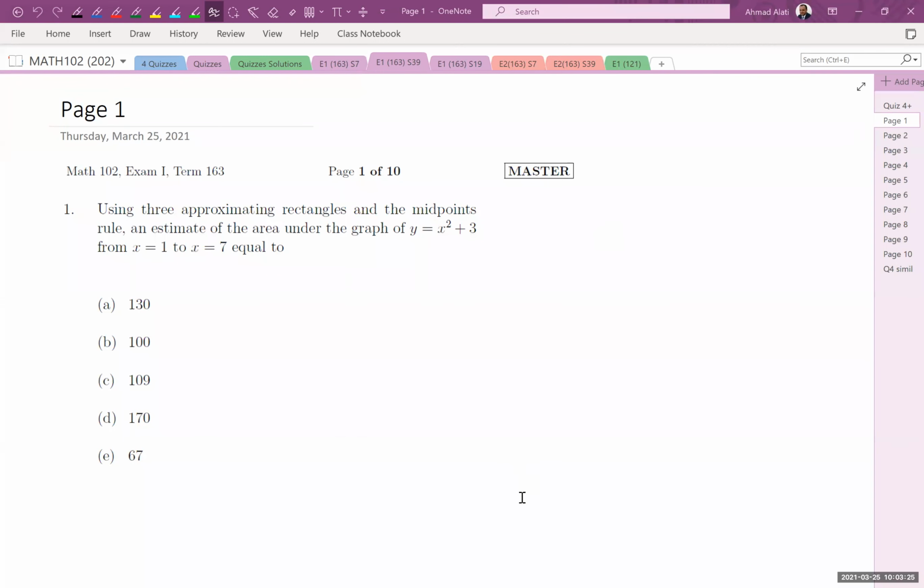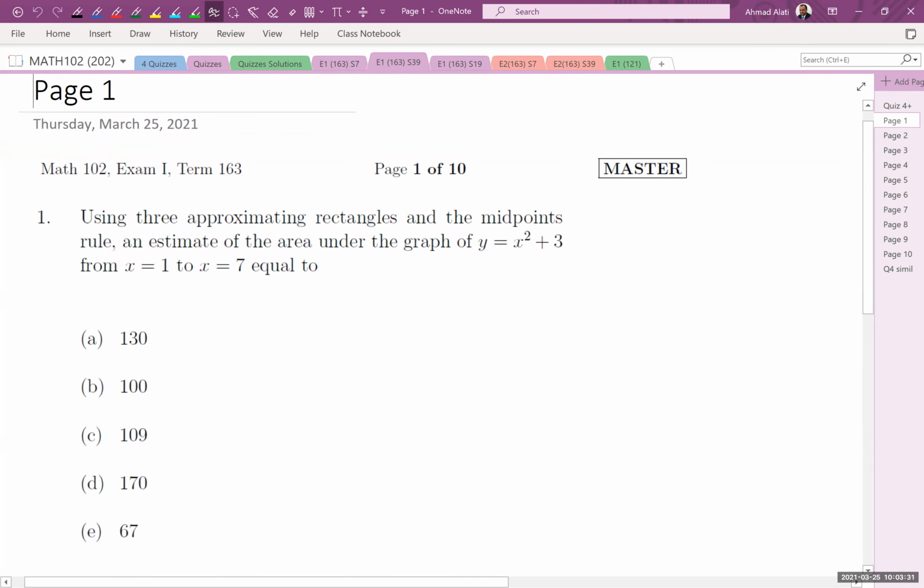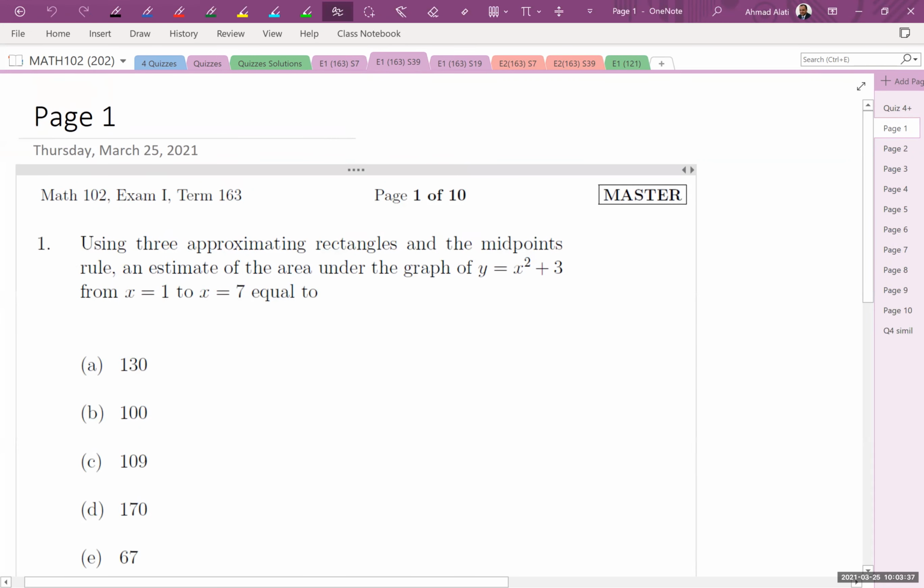So let's start with the first exercise. What do you think, ya shabab? Here you need to use 3 approximating rectangles and the midpoints rule to estimate the area under this curve from x equals 1 to x equals 7.